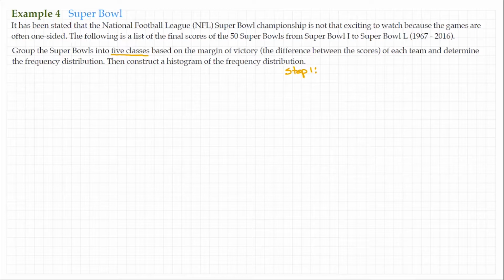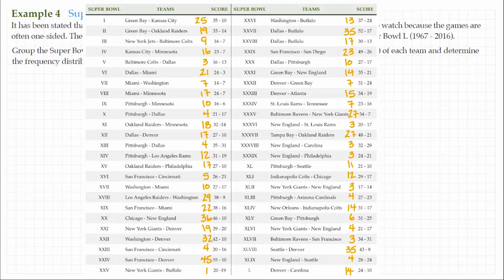Now our number line, as we look at our data, has to go minimally from the smallest data value to at least the largest data value. And as we look through our margins of victory here, right down here, for the New York Giants, this is Super Bowl 25 between the New York Giants and the Buffalo Bills. There was a score of 20-19 that had a margin of victory of 1. So that's our smallest data value, 1.